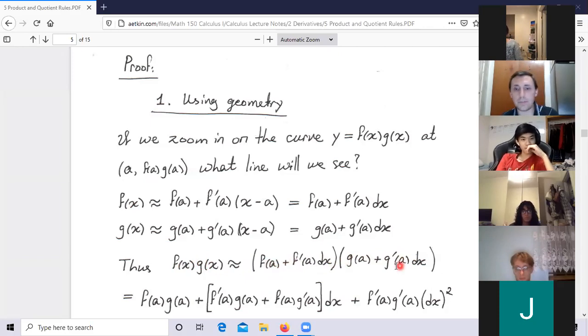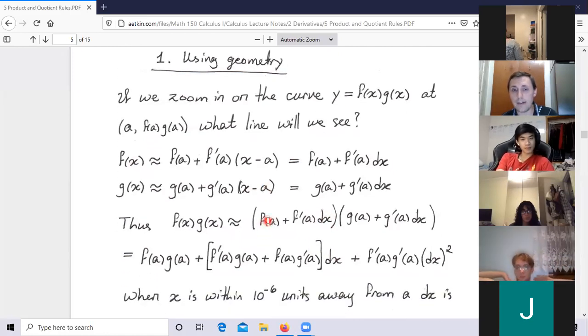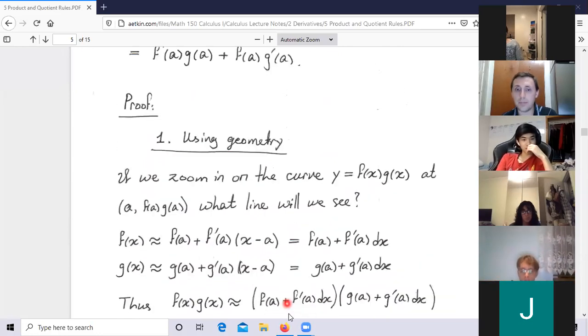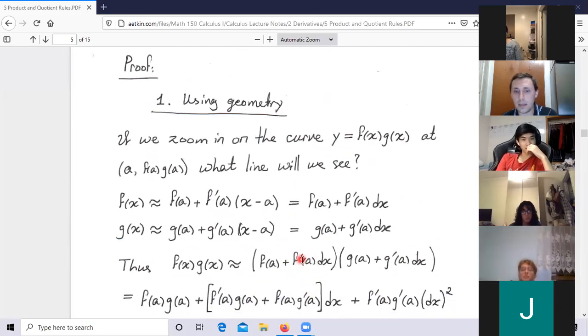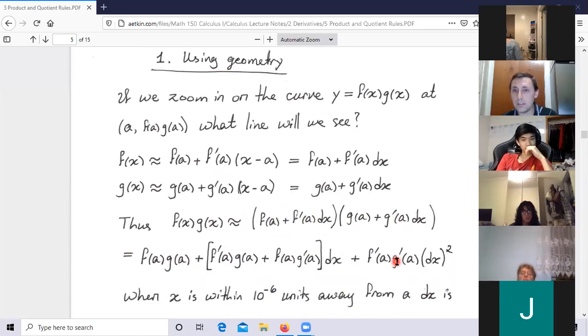So I carry out this multiplication, and I then can group the multiplication based on the powers of dx. dx is, again, x minus a. So I just FOIL the parentheses. I just have f times g, f of a, g of a, plus, look at it here, f prime times g of a plus f times g prime. Do you see that? The sum will be containing dx.